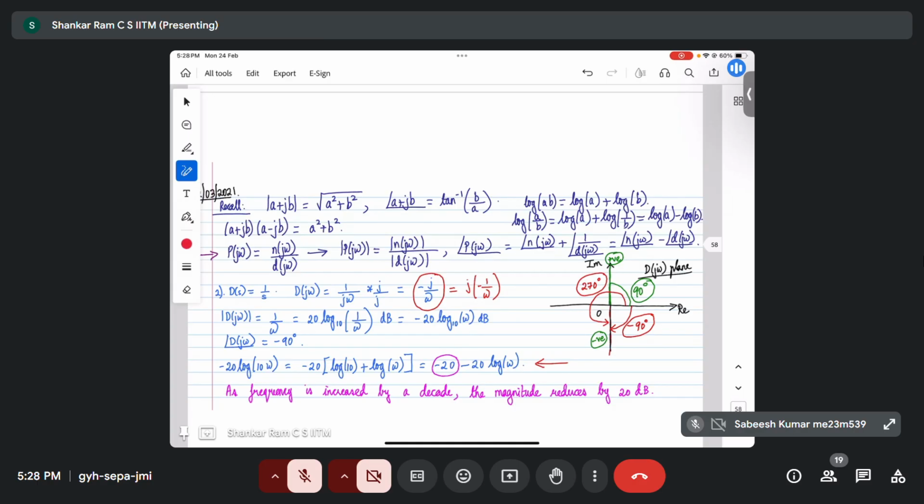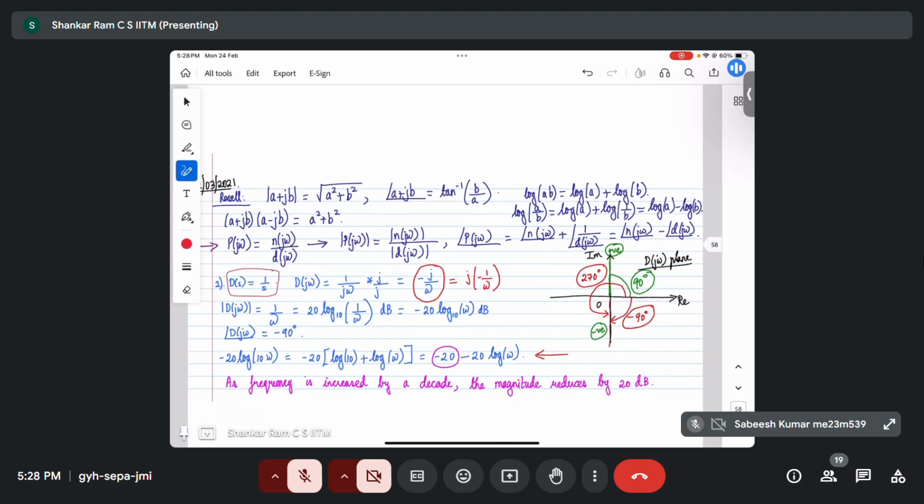Okay. So the second factor is 1 by s, which is the integral term. Now things become interesting. Please note that the first factor, which was the simplest term, was just a constant parameter k, so there was no s term. Here there's an s term. When you substitute s equals j omega, we have 1 by j omega. If you multiply the denominator and numerator by j, you get j divided by j squared omega, which becomes minus j by omega. That's what happens.